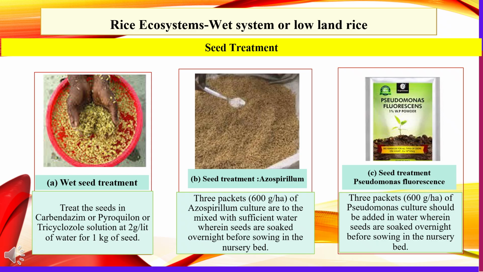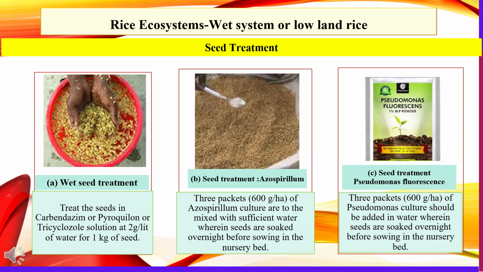Azospirillum seed treatment. For enhanced nitrogen fixation, mix 3 packets, 600 g per ha of Azospirillum culture with enough water to soak the seeds overnight before sowing them in the nursery bed. This promotes healthy root development and strengthens the plant's growth.